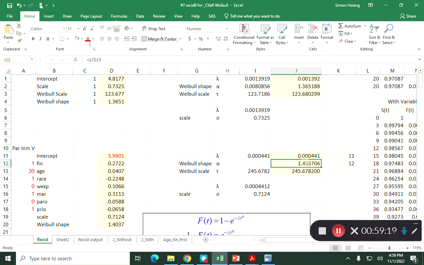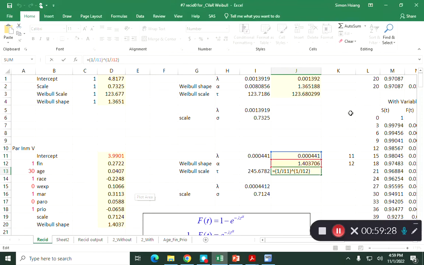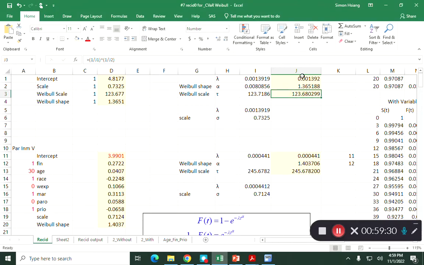Alpha is equal to 1 over the scale parameter. And then this is the same thing as before. So compare this one versus this one. What's the major difference? I have a baseline survival function. Here is a survival function, not the baseline. It's the survival function of this specific person.